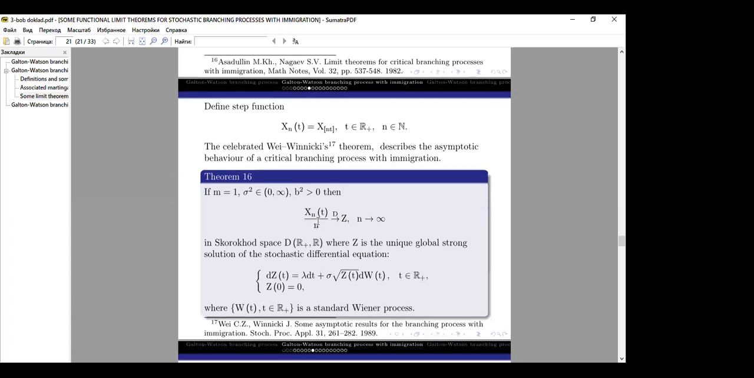WT is the standard Wiener process. So our immigration process is IID, and they proved this limit theorem.